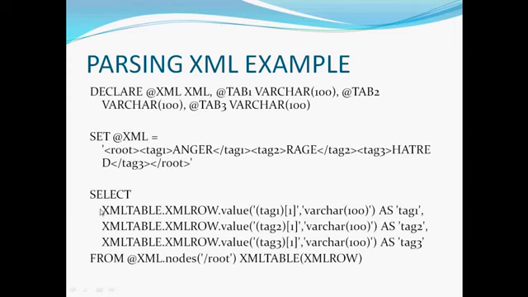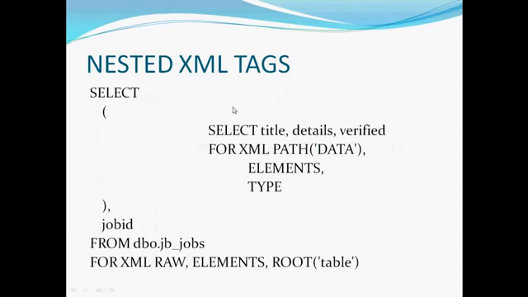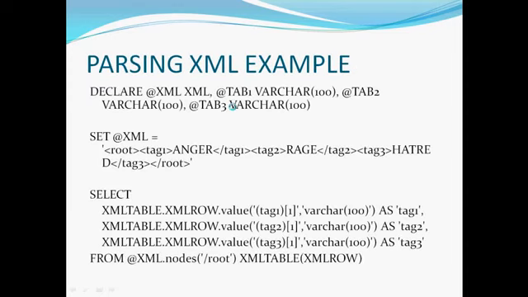So in order to access these values, I had to go XML table .xml row .value, and then I'm going to say what particular row I'm looking at from this. So tag 1 is one row, tag 2 would be another row, and tag 3 would be the third row.